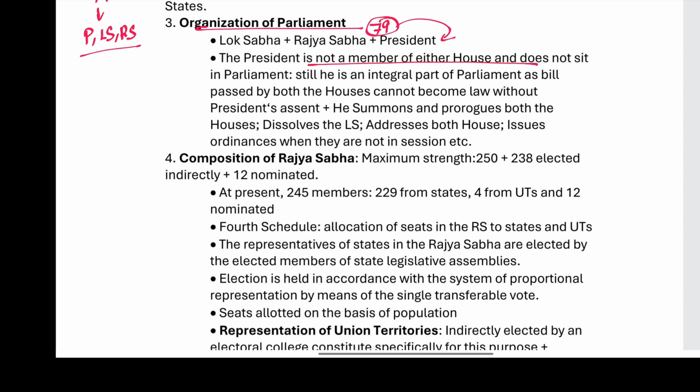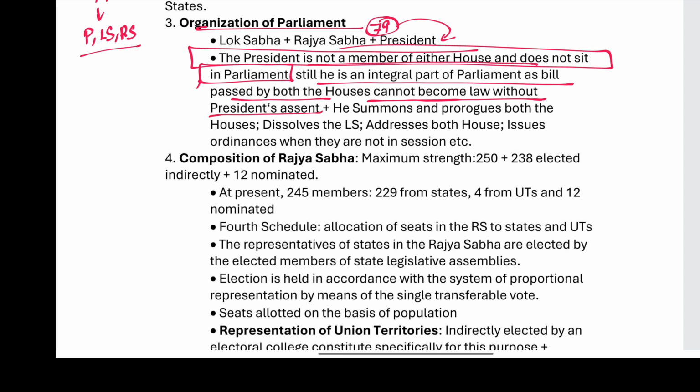The President is not a member of either house of the Parliament and he does not sit in the Parliament. Still, he is an integral part of the Parliament, as a bill passed by both the houses cannot become a law without the President's assent. He summons and prorogues both the houses, dissolves the Lok Sabha, addresses both the houses, and issues ordinances when they are not in session.